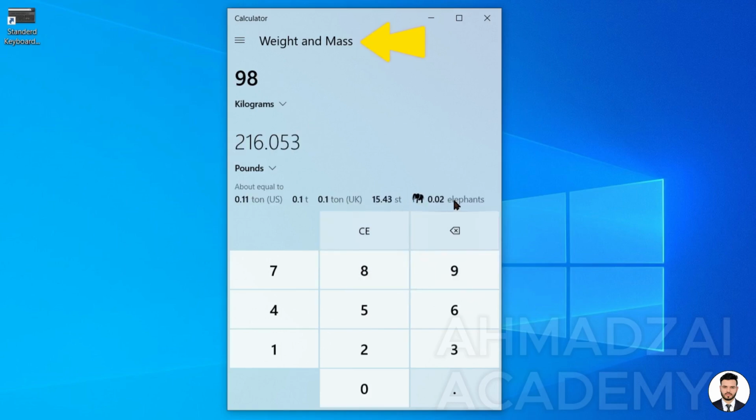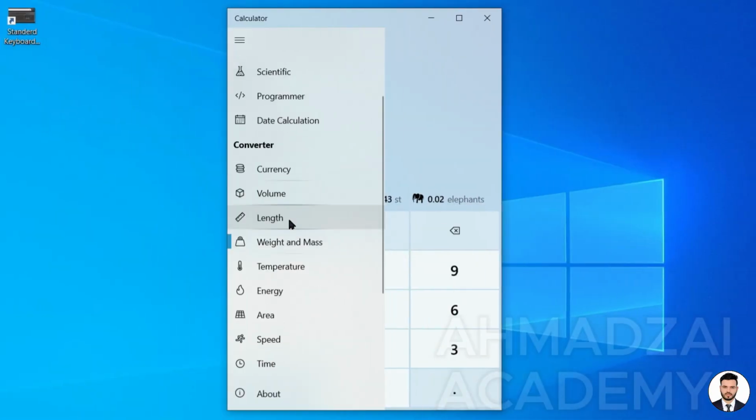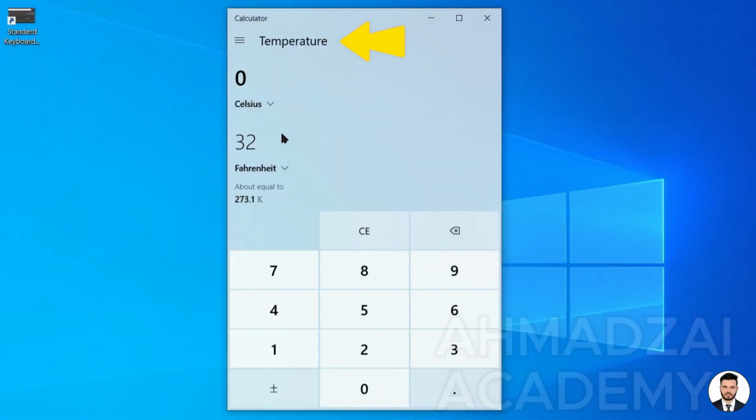Besides these converters, we also have temperature. Temperature, for example, Celsius to Fahrenheit, Fahrenheit to Celsius. We can convert many other things as well. For example, let's ask it right now, for instance, how much is 25 degrees Celsius in Fahrenheit?